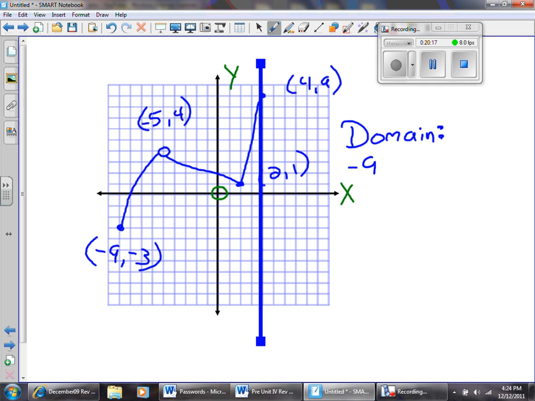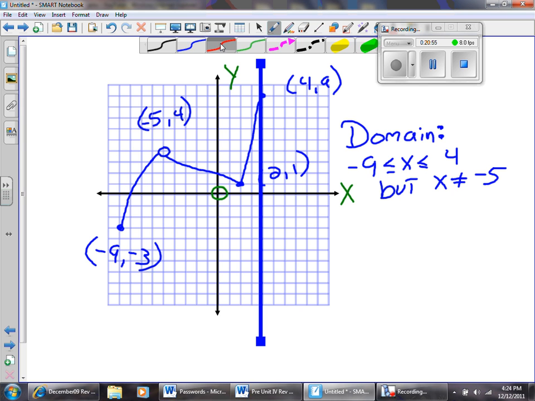So my domain would be -9 less than or equal to x, which is less than or equal to 4, but x is not equal to -5. X cannot equal -5. So it includes all those x values from -9 to 4, but not -5. That is one way to represent the domain.